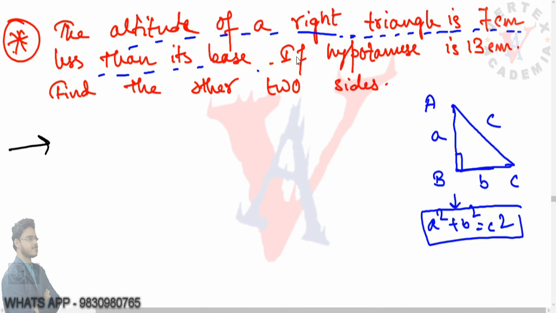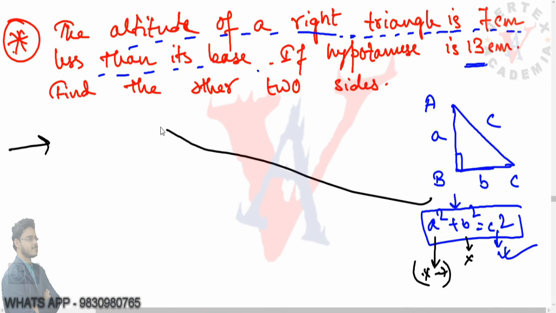In this problem also, the one who has set the problem is discussing altitude, base, hypotenuse, so obviously some equations are to be framed out of this. The hypotenuse is given as 13 cm, so we know C, and it is telling that the altitude is 7 cm less than the base. So let us take the base to be x. If the base is x, then the altitude is 7 cm less, so the altitude is x minus 7. Now let us make the equation.